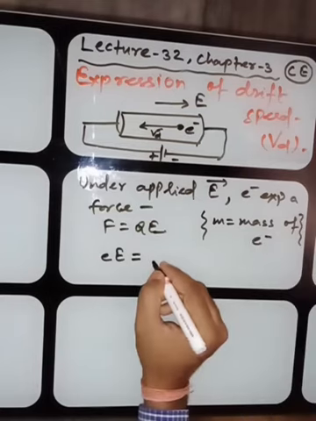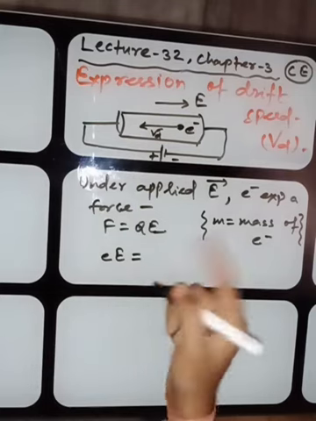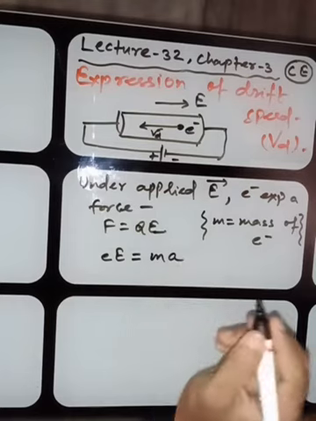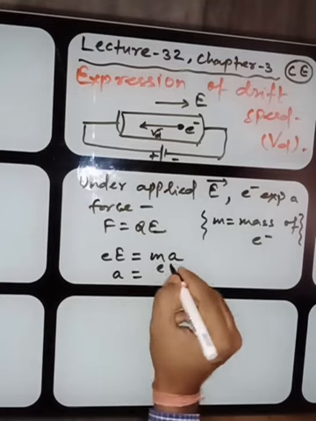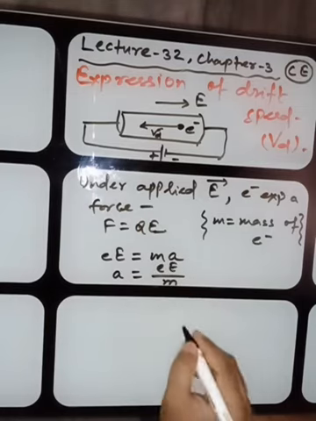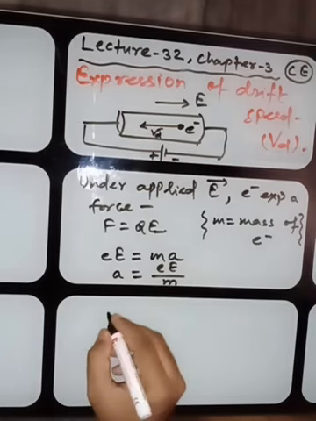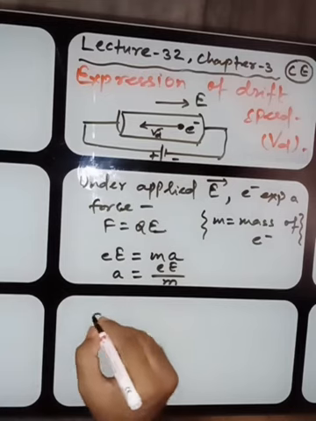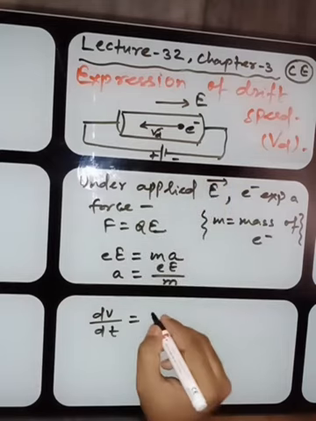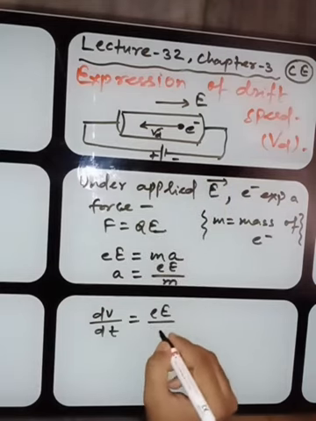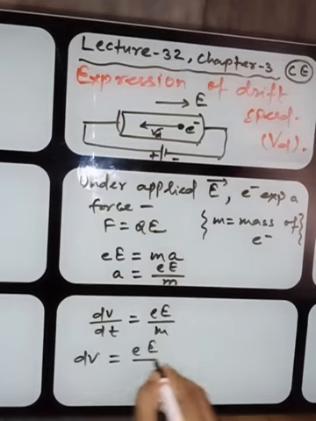Then what will be the force experienced by that electron? Due to this force, it will be equivalent to mass times acceleration. In classical mechanics we have studied F equals ma. Now a can be written as eE divided by m. This is the acceleration. The acceleration can be written as dv over dt, the rate of change of velocity. Here the velocity is changing, and it is eE by m. We can also write dv equals eE over m times dt.